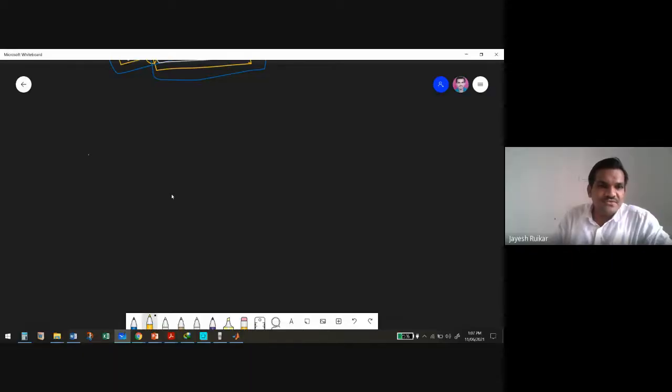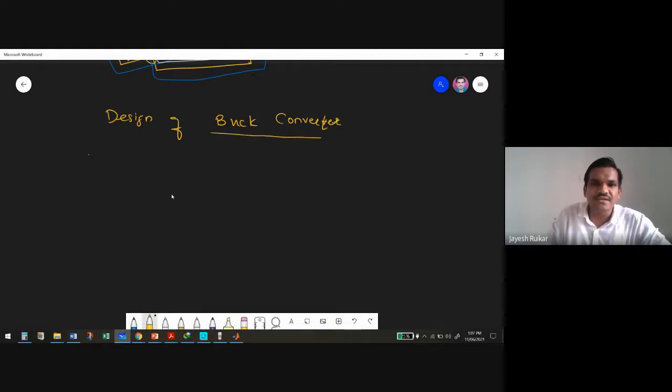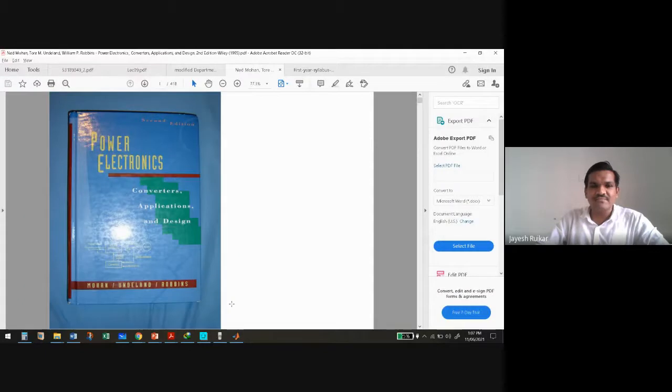Let's see the design of a buck converter. It's also called a step down converter, so we'll design it. As I told you, I have taken one example from Power Electronics by Ned Mohan. This is the book.